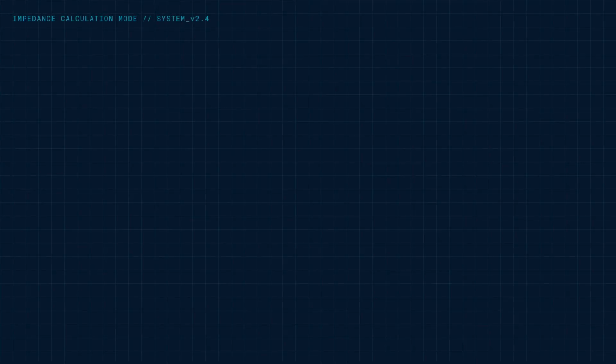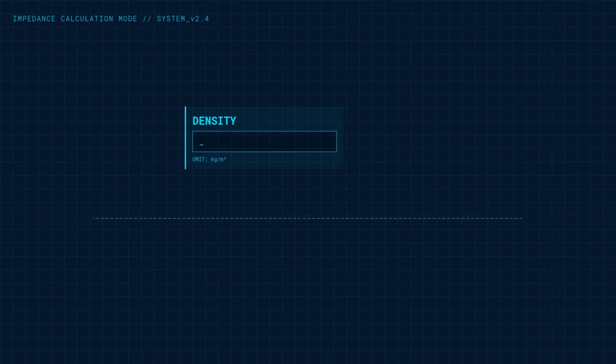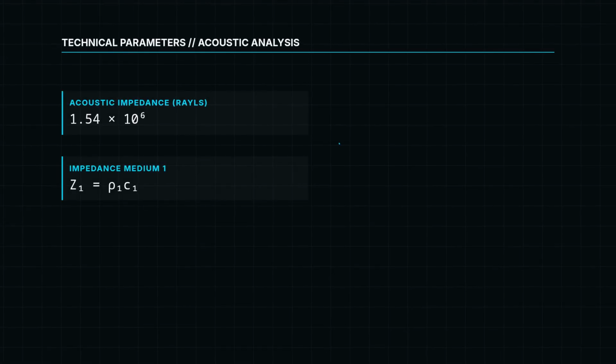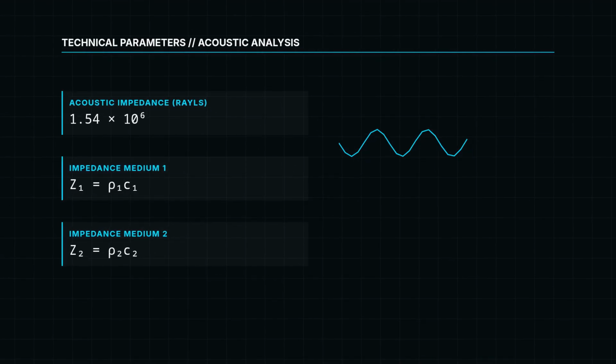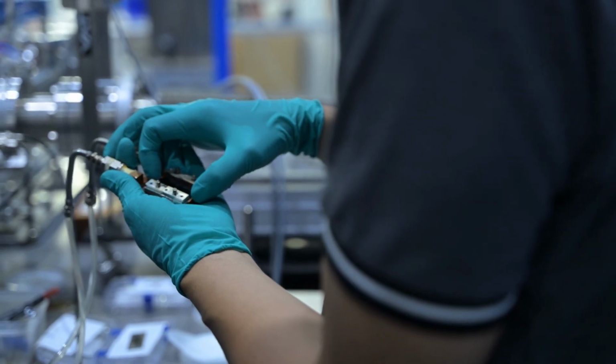The input fields vary based on your selected mode. In the impedance calculation mode, you'll see density in kilograms per cubic meter and sound velocity in meters per second. For other modes, you'll encounter fields like acoustic impedance in Pascal seconds per meter, also called rayls, impedance medium 1, and impedance medium 2. Let's work through a practical example.